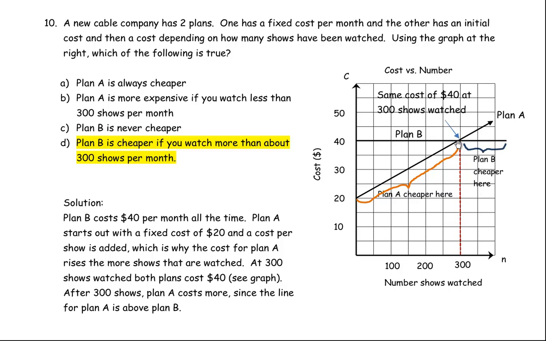So Plan B is the cheaper one because at this point Plan A starts costing above 40, but Plan B is still a fixed 40 amount here, so it becomes the cheaper one if you watch more than 300 shows.